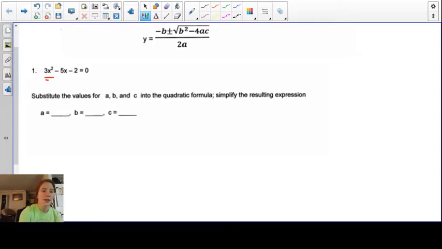So here's my a. My a is not the variable, it's just a number, so 3. B is going to be in front of my x term, along with the signs, so -5. And c will be the constant, or the term with no variables, again bringing the sign with it, so -2.